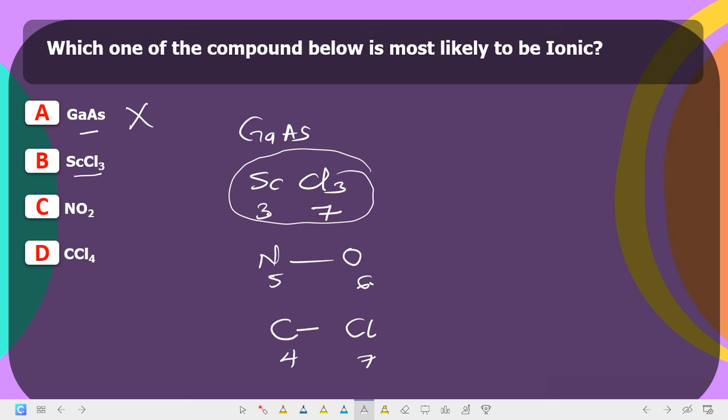Now you see that this one is 3 and 7. The electronegativity difference, if we want to assume, is 4. While this one is 4 and 7, this one is 3. 5 and 6, the difference is 1. This is gallium and arsenic. Gallium is in group 3 and arsenic is in group 5. This minus this is 2. So which of them has a larger electronegativity difference? Because that is what will give you an idea of the one that will be most ionic. Scandium chloride, and hence the correct answer is option B.